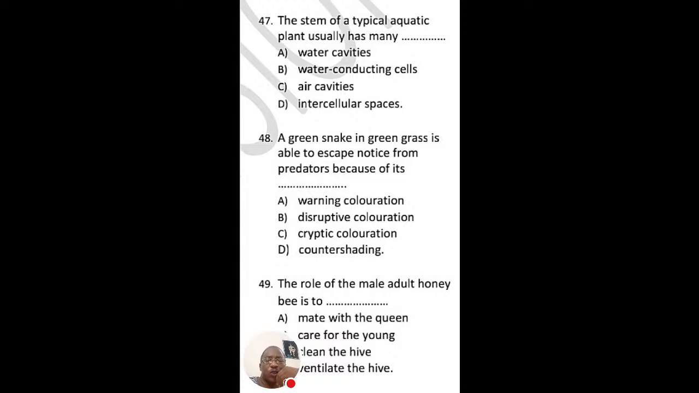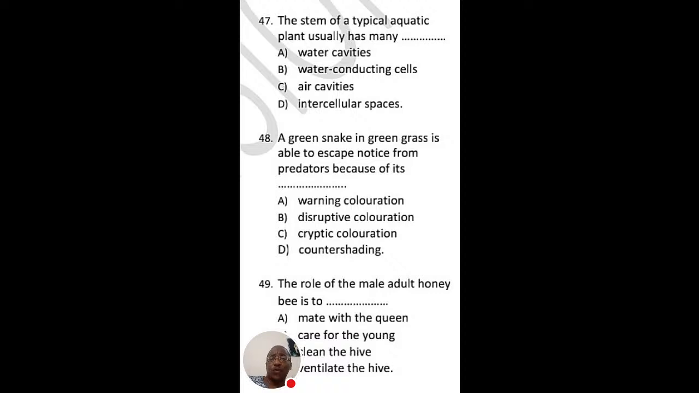But from this question number 48, it's very clear that the answer will be cryptic coloration. A green snake in green grass is cryptic coloration, which is also called concealing coloration. Okay? Then remember, there's camouflaging. There are animals that do camouflaging, like the chameleon.